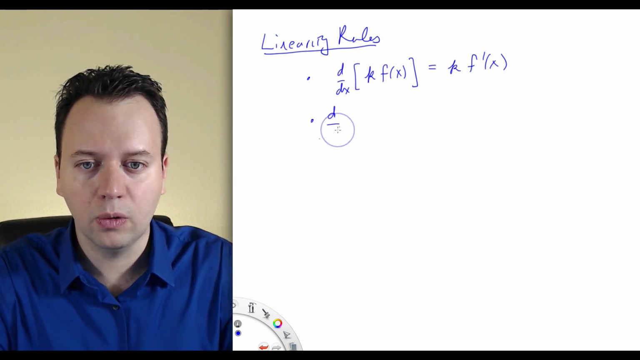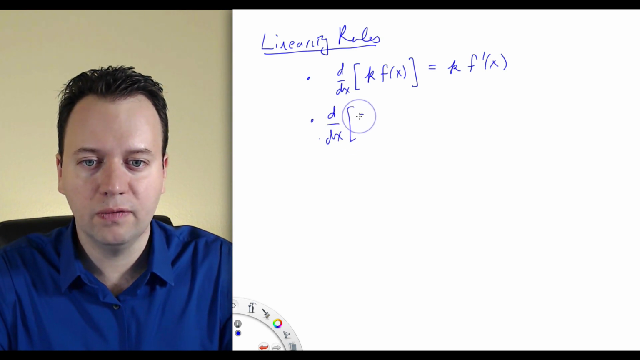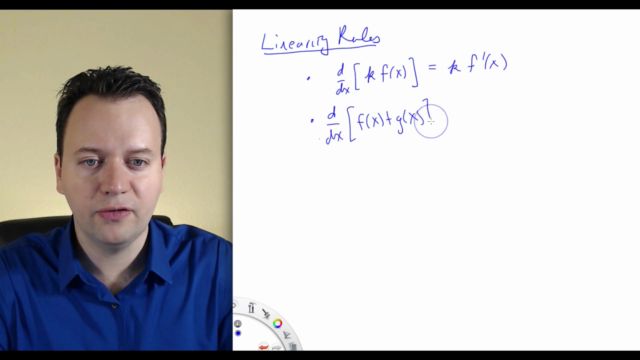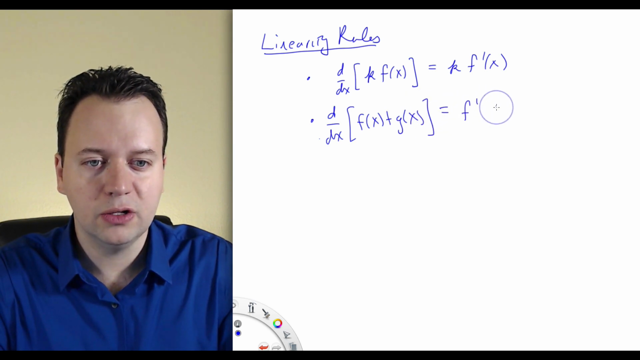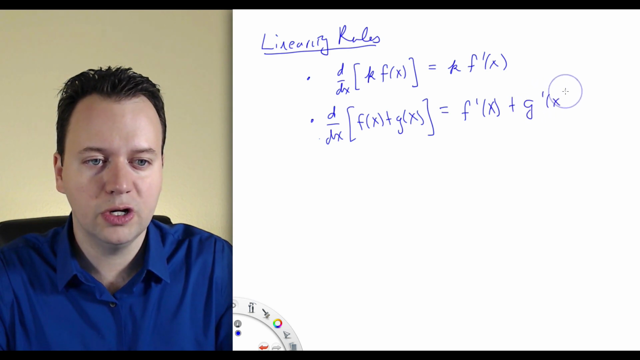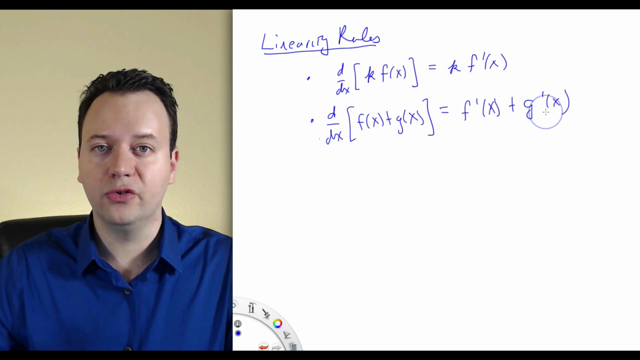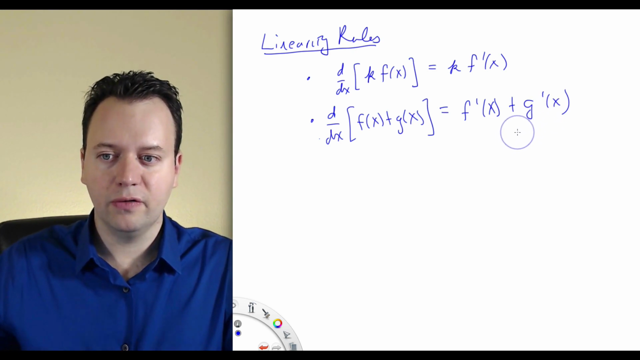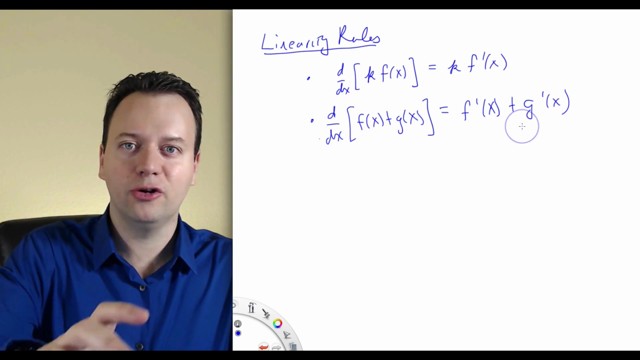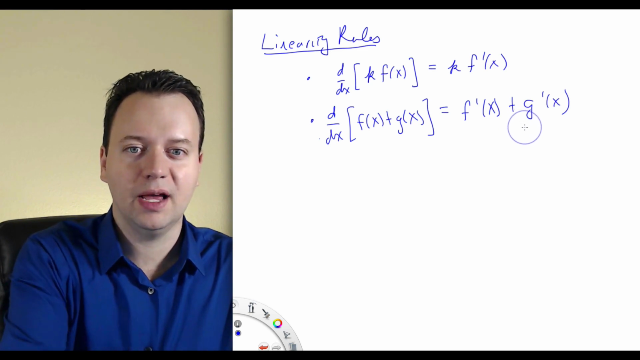And the second rule is that the derivative of the sum of two functions, so suppose we have f of x plus g of x, is just equal to the derivative of f of x plus the derivative of g of x. So in other words, the derivative of a sum is the sum of the derivatives. The derivative acts separately on each term of the sum.